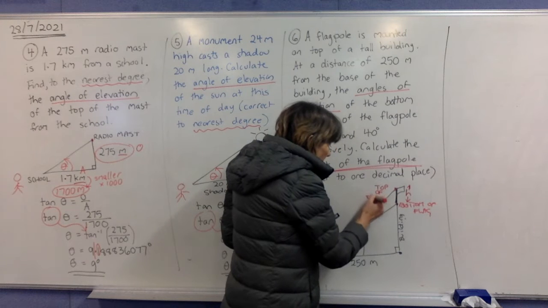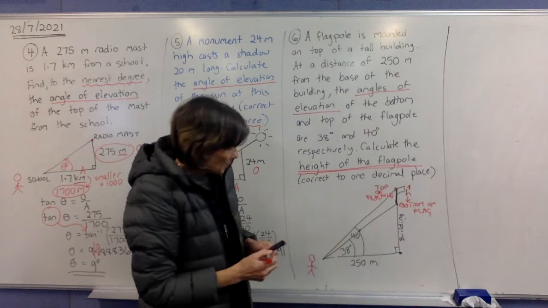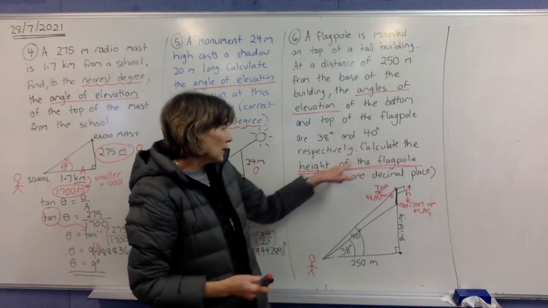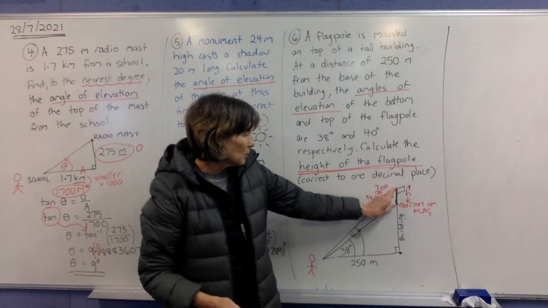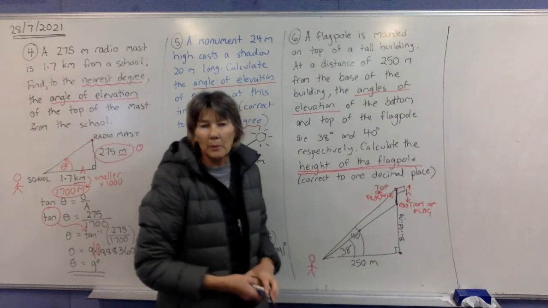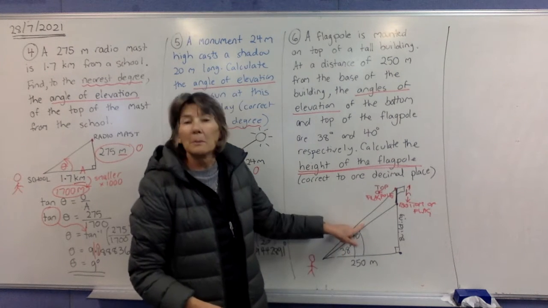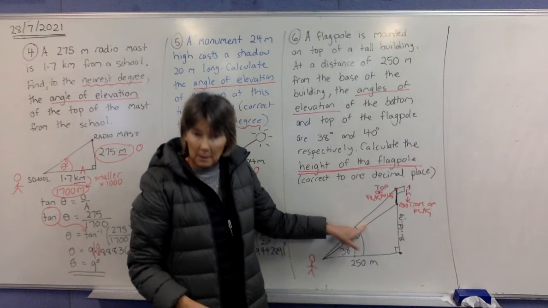And they told you that that angle was 40 degrees. Now, that's our diagram so far. They've asked you to calculate the height of the flagpole, which is just that little part over there. Now, it's very tempting. A lot of boys just go, right, 40 degrees, 38 degrees, that little angle must be 2 degrees. Yes, it is.